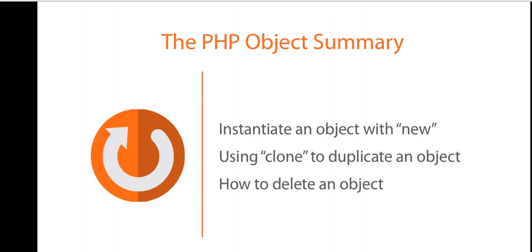Okay, let's summarize. In this clip, we looked at two different ways to create or instantiate objects, one using the keyword new and another with the clone keyword, and how to destroy an object. Next up, working with object properties.